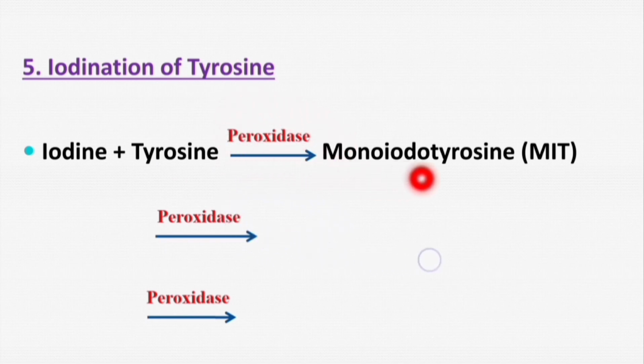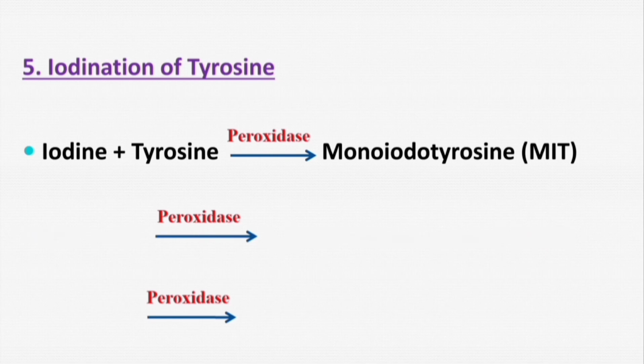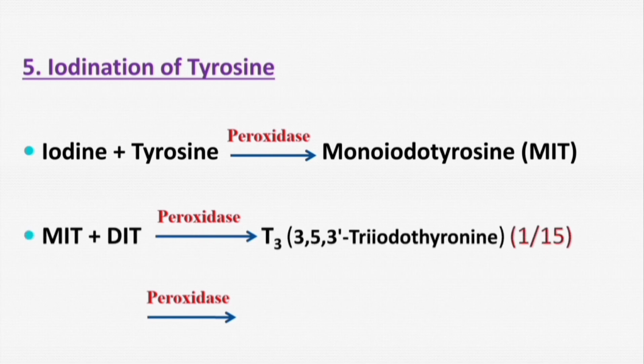So, together they form monoiodotyrosine. Then two monoiodotyrosine combine and they form diiodotyrosine. Then one MIT, that is monoiodotyrosine, and one DIT, that is diiodotyrosine, combine in the presence of the same enzyme peroxidase to form T3. Okay, 2 from here and 1 from here. So, 2 plus 1, 3. So, T3 hormone or 3,5,3 triiodothyronine hormone is formed.